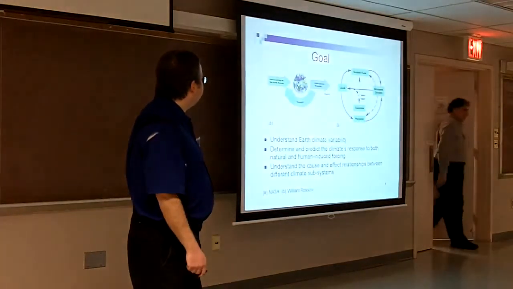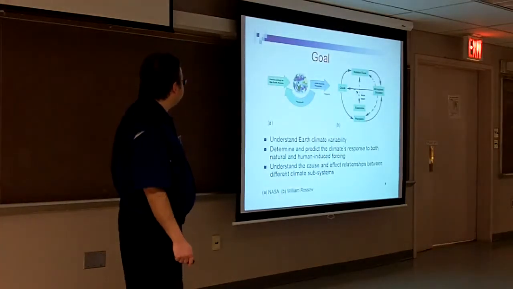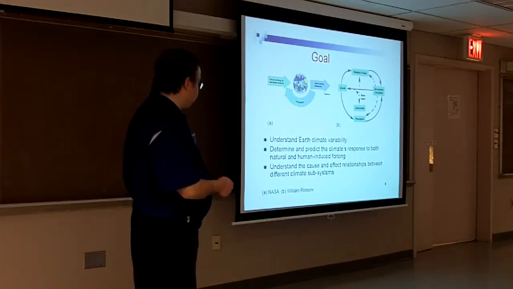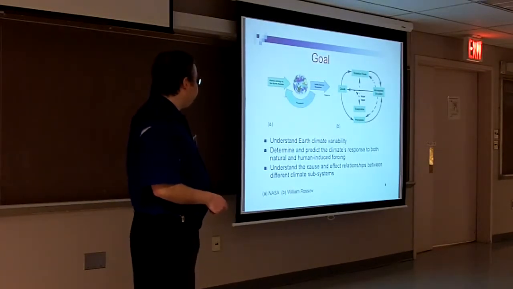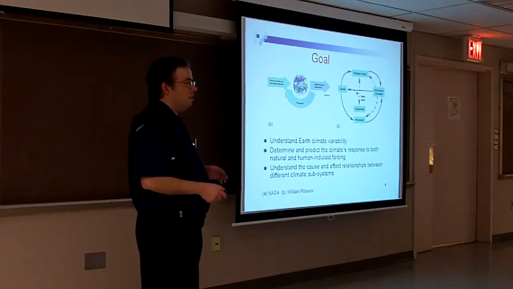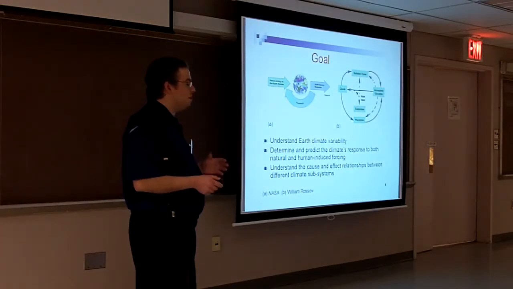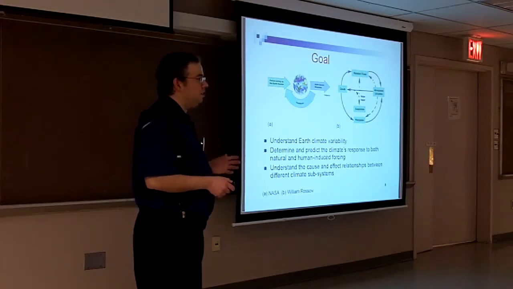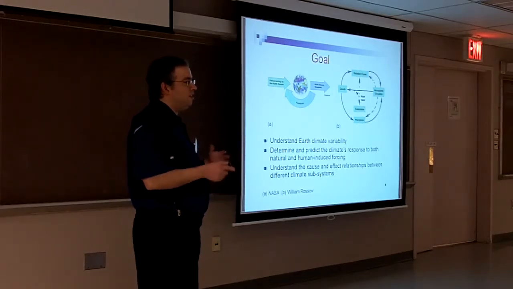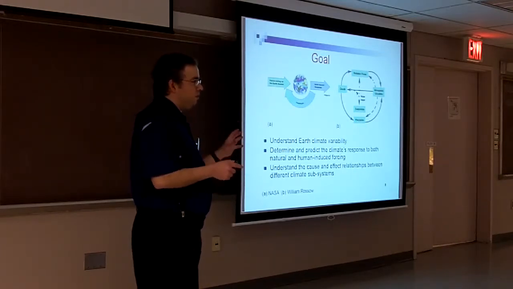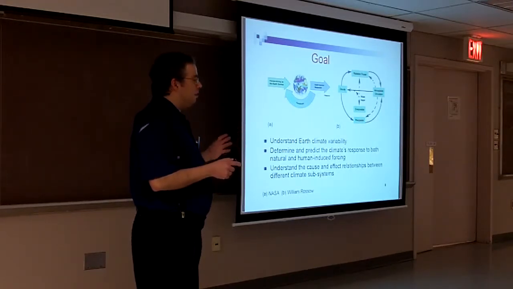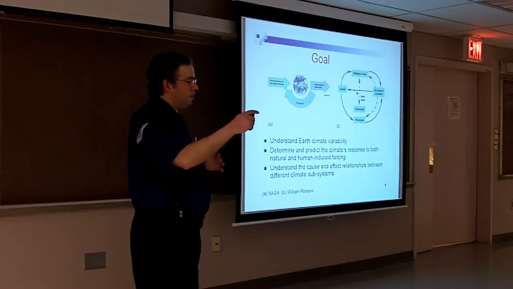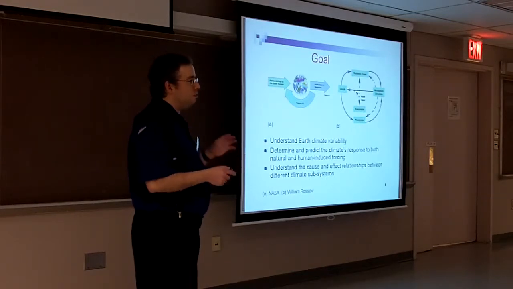So in this project, our goal is to understand the Earth climate variability and to understand the relationships between various climate subsystems and which climate variables are related to each other, and especially the directions between these climate variables. Which variable triggers the other variable, and which variable is affected from the other variable. This is the most important thing for us to understand.